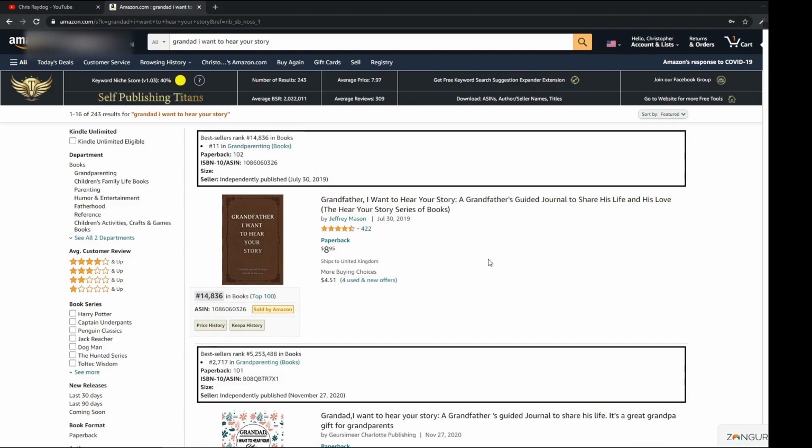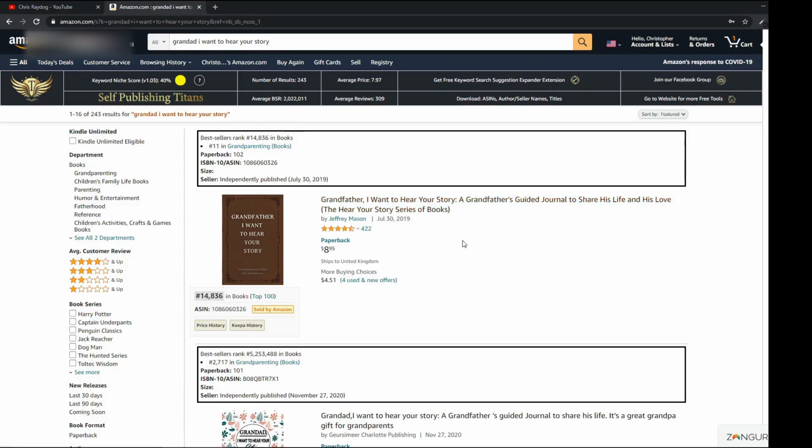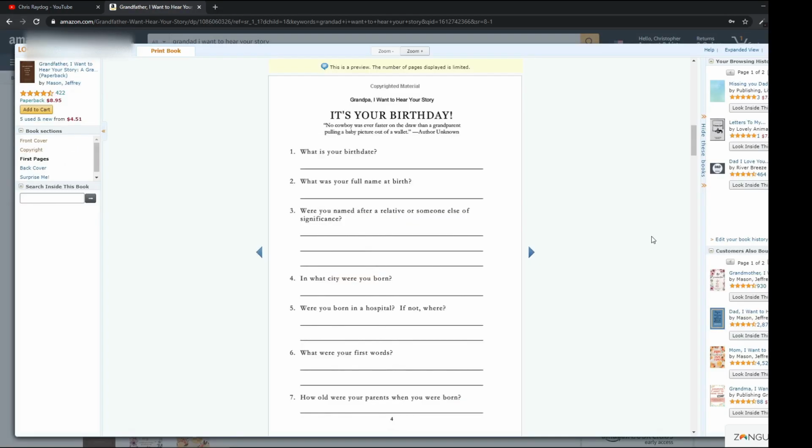Okay, so this last one that I'm going to go into now is another spin on it, and it's about wanting to hear the stories of your loved ones. So for example, here we have Grandfather, I want to hear your story. A grandfather's guided journal to share his life and his love. So inside this type of book, it's going to take a bit longer to do because it's more specific here.